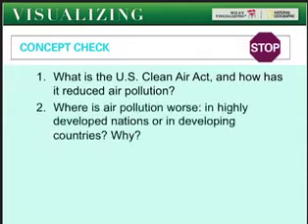Next question, where is air pollution worse, in highly developed countries or in developing countries, and why? Well, it's worse in developing nations because of the use of outdated technology, and environmental quality is usually a low priority in the race for economic development. Moreover, the number of automobiles is increasing in developing nations, and air pollution laws are rarely enforced.